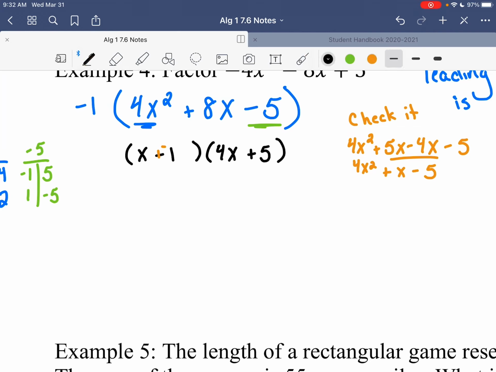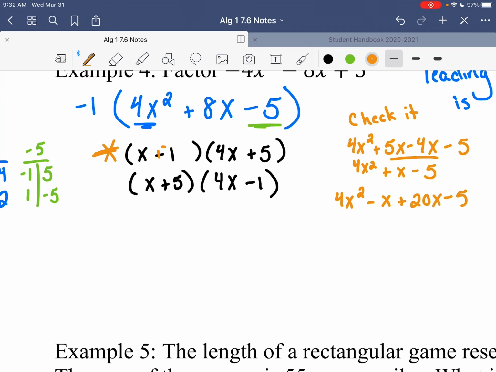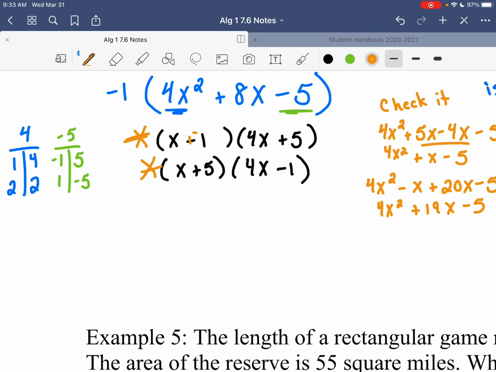So maybe we'll flip-flop and put the positive 5 with the x and the negative 1 with the 4. And check that out. So we have 4x squared minus x plus 20x minus 5. So, 4x squared plus 19x minus 5. Okay, that one didn't work either. Nope.